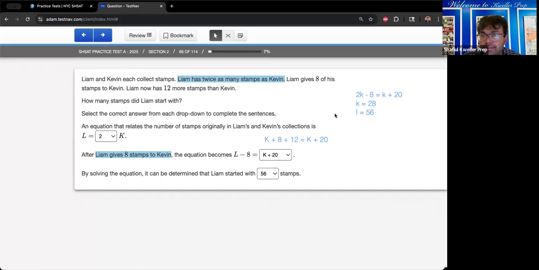Okay, and then someone said has K equal 28, you just solve. So you subtract K, 2K minus K is K. You add 8 on both sides. 20 plus 8 is 28. All you have to do is plug it in.